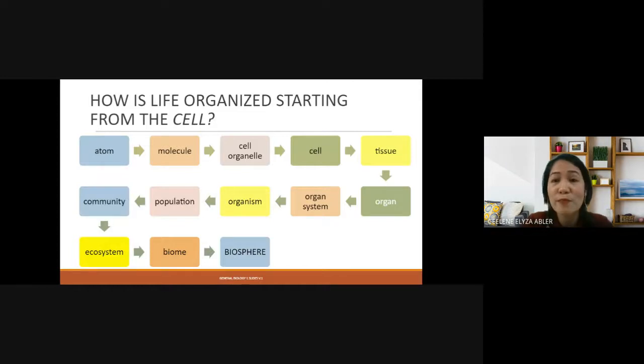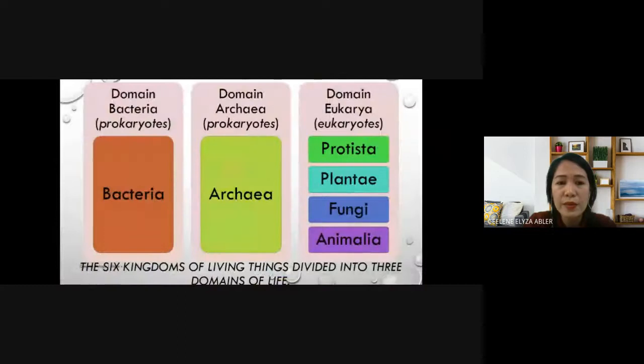Unfortunately, class, general biology 1 and 2 cannot reach the ecosystem. We cannot touch the ecosystem and the biomes. We only go as far as populations; that is the extent of our study. The others are discussed in ecology, for those who will study biology in college. Okay? Another thing is that we have divisions of life.